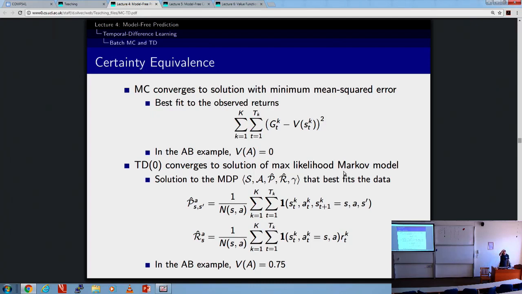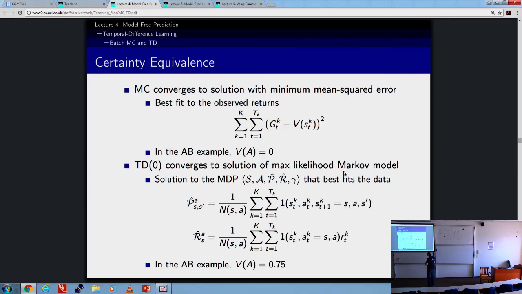Whereas Monte Carlo converges to the least square solution. My screen went blank. So throughout all the episodes, I basically calculate all the returns and all the value estimations I've seen, and it tries to minimize the square difference between the value that I assigned to A and the returns that I've seen after A. So according to that logic, VA is 0.